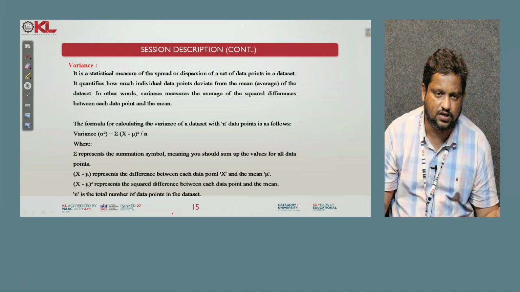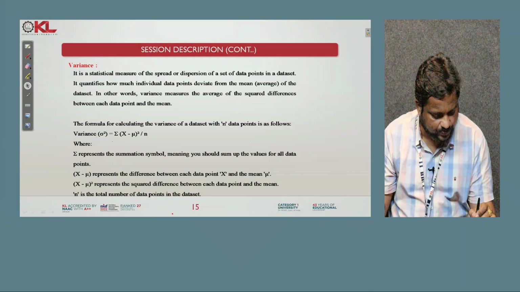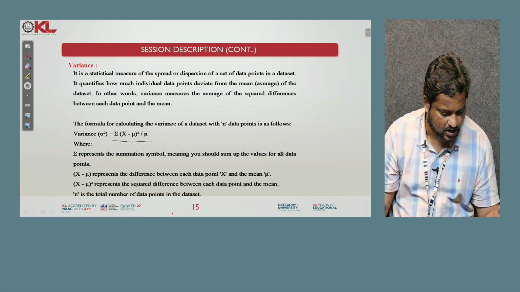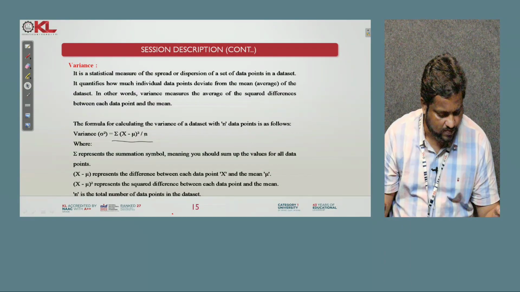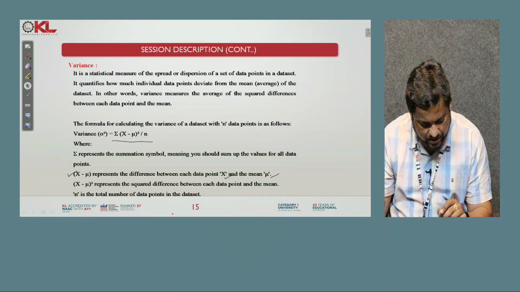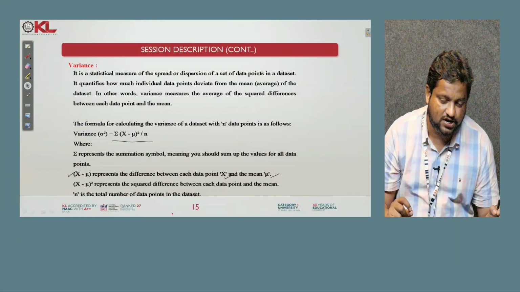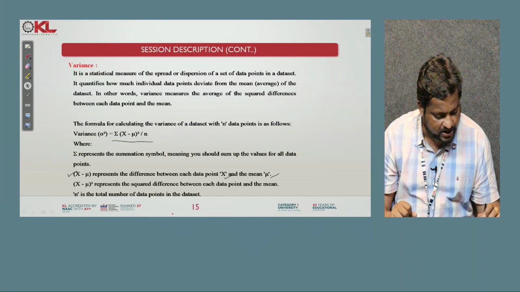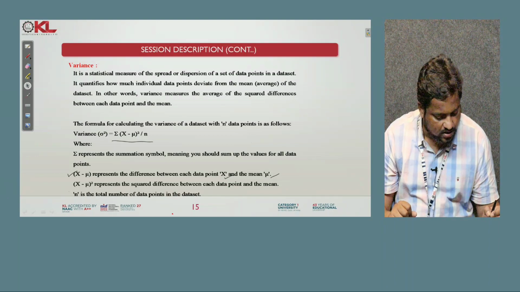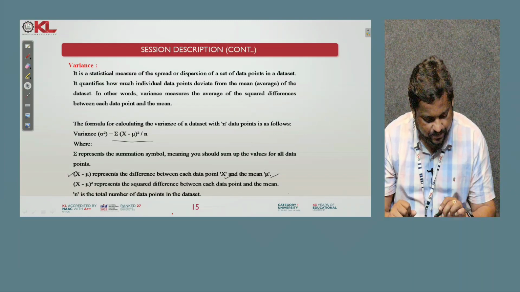Okay, the formula for calculating variance is summation of x minus mu whole square by n. Here x minus mu represents the difference between data point x and the mean value. It's not the absolute difference. Earlier, when we dealt with mean deviation, we concentrated on absolute deviation, but here we are going to deal with the difference between the data point and the mean. We are squaring this, which represents the square difference between each data point and the mean.